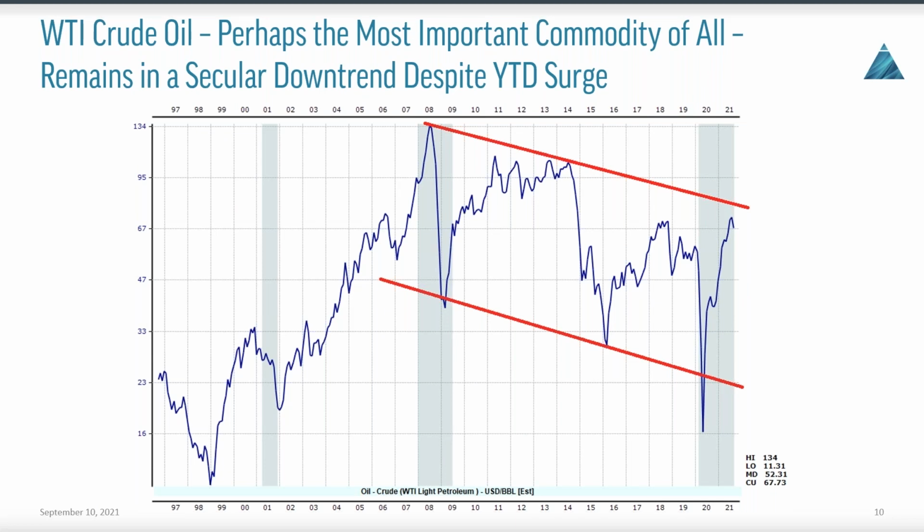And perhaps the most important commodity of all, right? WTI crude oil. It still remains in a secular downtrend despite the year-to-date surge, right? Oil prices are up a lot this year. That's causing headlines, and everybody likes to look at that year-over-year percent change. And because it's such a high number, everybody gets freaked out. But if you look at the broader picture, I see a secular downtrend in the price of crude oil.